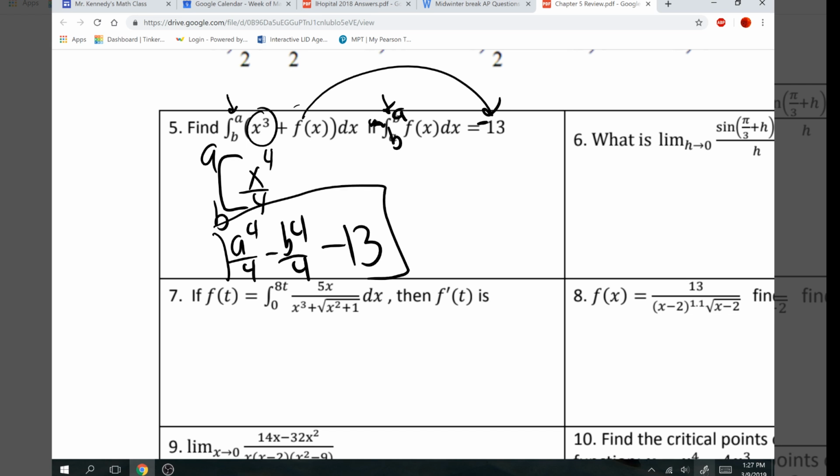Done. Wow. So the key is to treat these as 2 separate integrals, where f of x gives you a negative 13 just straight up, because it tells you in this part of the problem what it's going to be. And then x cubed, we actually have to do the old-fashioned way. Properties of integrals are on every test because I do cumulative stuff in this class. Yeah.